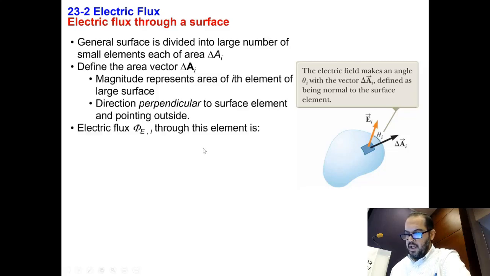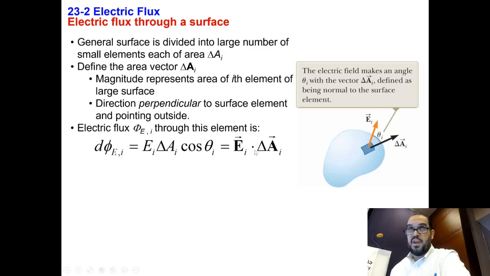We can determine the flux through each of these elements. So it's just E, the electric field vector at that location, dotted with the area vector, delta A. So we can write it's equal to the magnitude of the electric field times delta A, which is the area of this small element, times cosine of the angle theta.